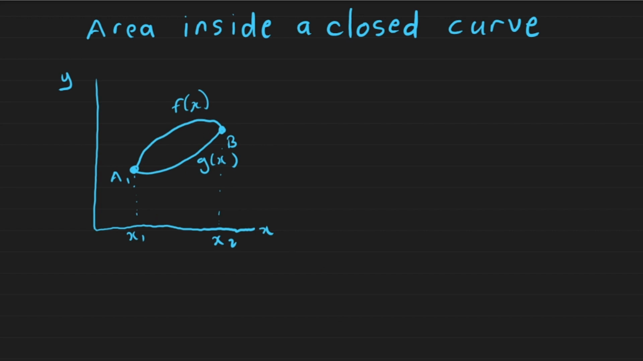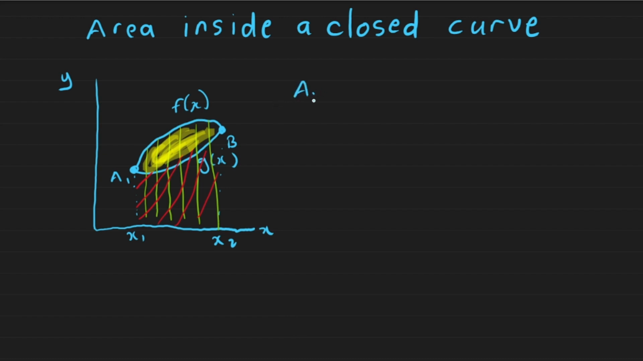So the manner in which we would go about doing it is we would find the area underneath the top curve, which is being shown in green, and then we would subtract it from the area underneath the bottom curve, which is being shown in red. So what we're left with is the area inside the closed curve. So we'll just write that down.